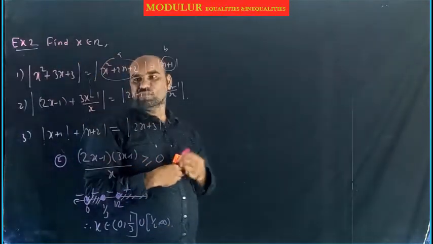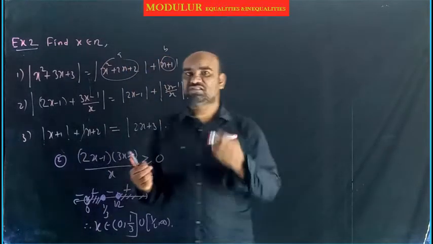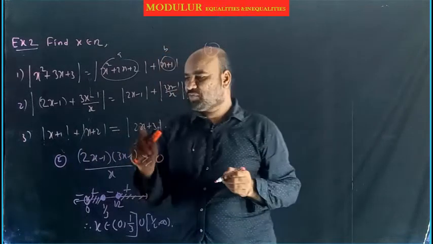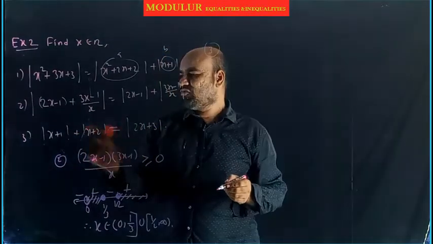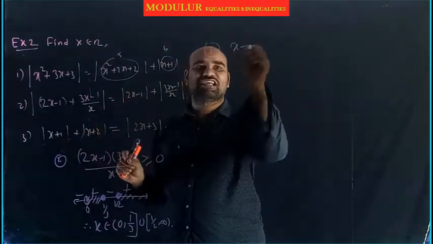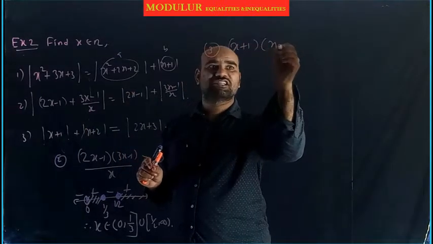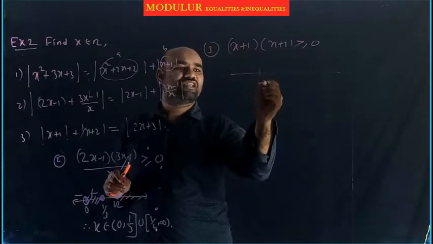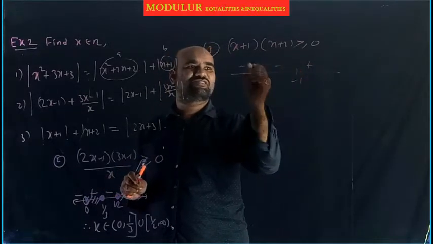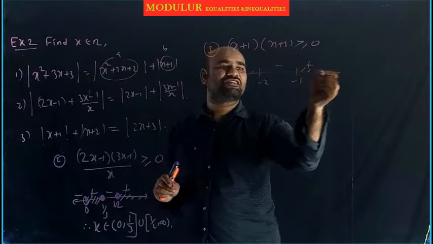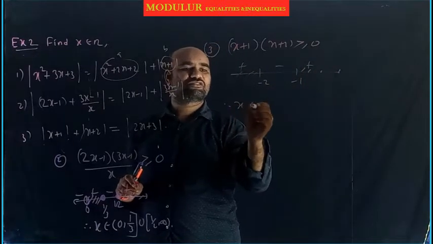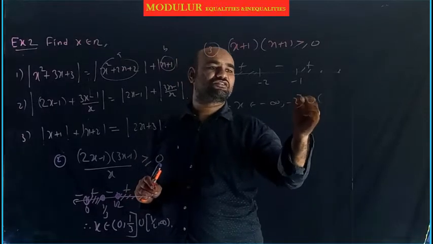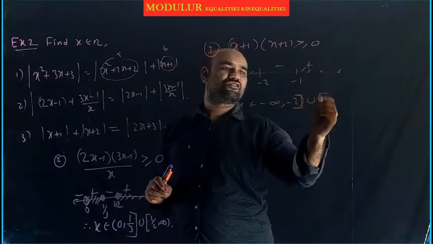Okay? The third problem is also the same. This mod a plus mod b equal to mod of a plus b. See, x plus x is 2x, 2 plus 1 is 3. Just x plus 1 into x plus 2 greater than or equal to 0. On the number line: minus 2, minus 1, plus, minus, plus, greater symbols I want. Therefore x belongs to open minus infinity to closed minus 2 union closed minus 1 to infinity.